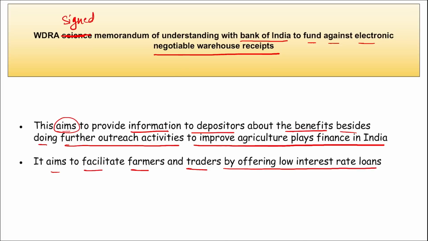Right? Mark this important. So it is WDRA that recently signed an MOU with Bank of India. Correct? Also, the farmers were given the electronic negotiable warehouse receipt once they store their products in scientific storage godowns that are authorized by WDRA and seek loans from the banks against these ENWRs, that is your negotiable warehouse receipts. Right? So take a note of this also.